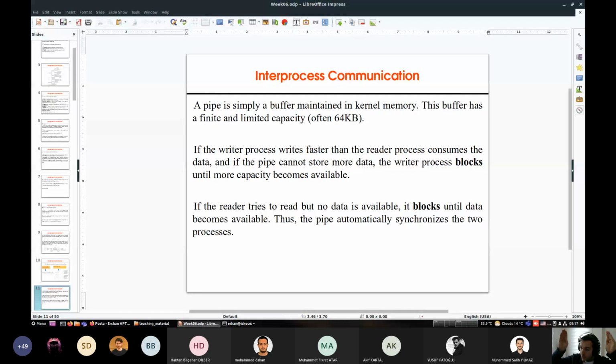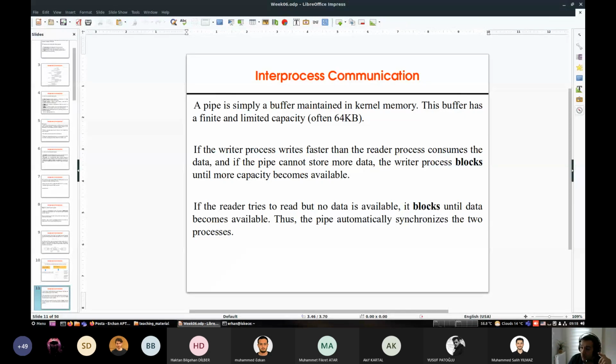Well, in that case, when the pipe becomes full, the writer process will be blocked. By whom? By the kernel. The kernel will tell the writer, stop now, the pipe is full, wait until there is some more room. So it will be taken away from the queue of ready processes and put to the queue of blocked processes.